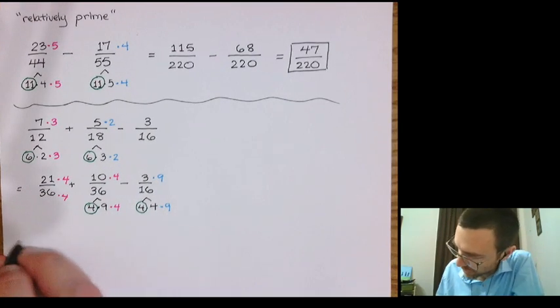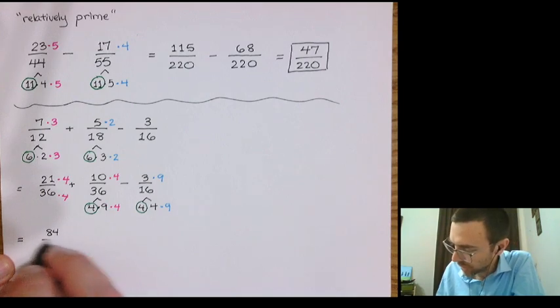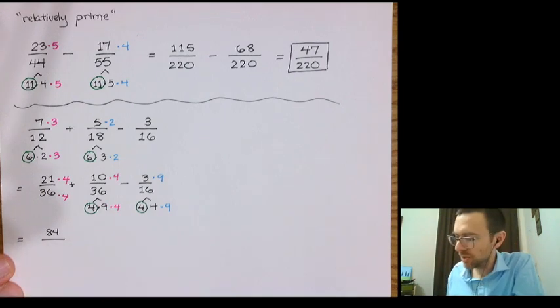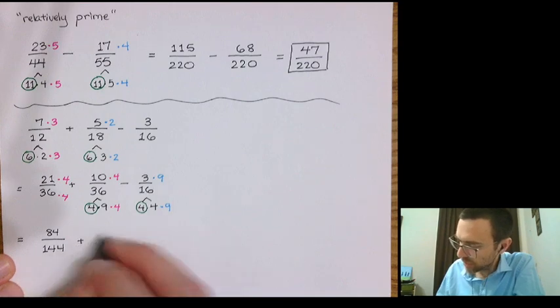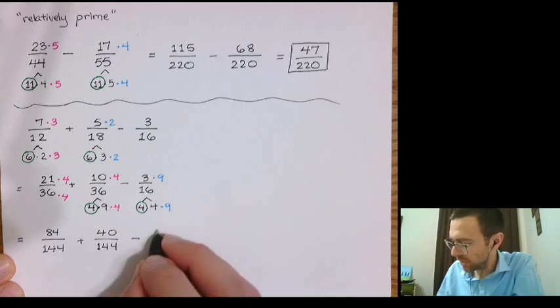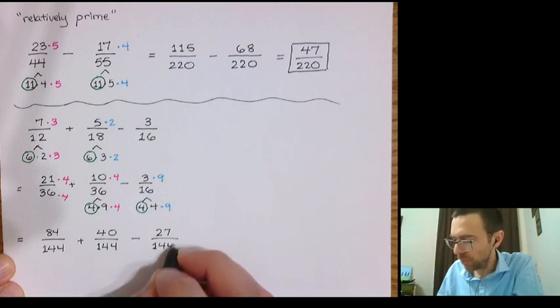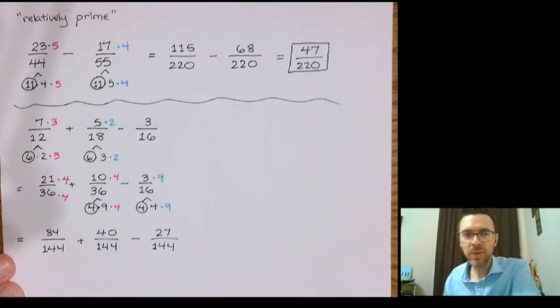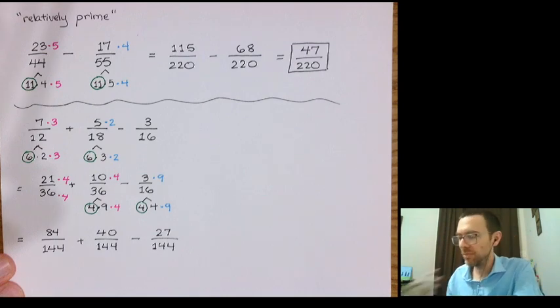All right, so what does this give me here? 21 times 4 is 84, and 36 times 4 is 144. Thank you, Tone. In the middle guy, we have 40 over 144 minus, and 9 times 3 is 27, again, over 144. We're doing this so that we have the same denominator. So if something happens where the denominators are no longer the same, you've made a mistake somewhere.